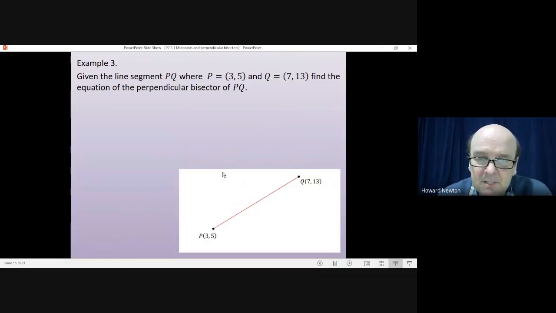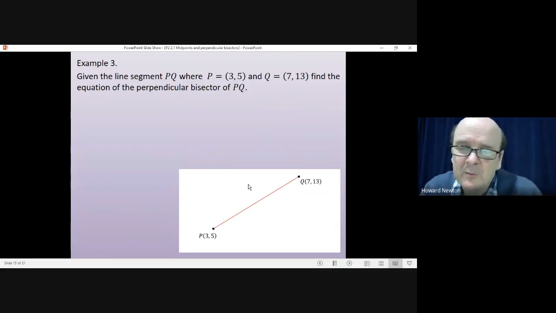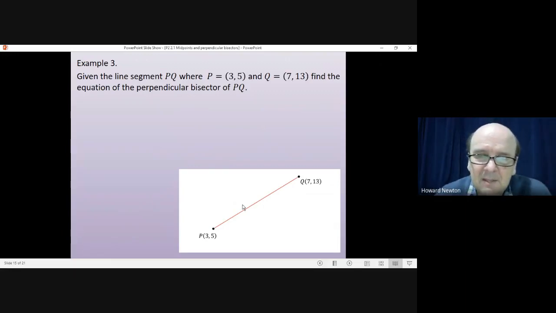The perpendicular bisector will be the line that cuts through at 90 degrees through the midpoint. I'm going to find the equation of that line in the form y equals mx plus c. That means I need to know the gradient of the perpendicular bisector, which will be minus 1 over the gradient of PQ. And to find c, I'll need to know a point on the line. Well, the point on the line that I'm going to be using is the coordinates of the midpoint, and I'll use that to work out c.